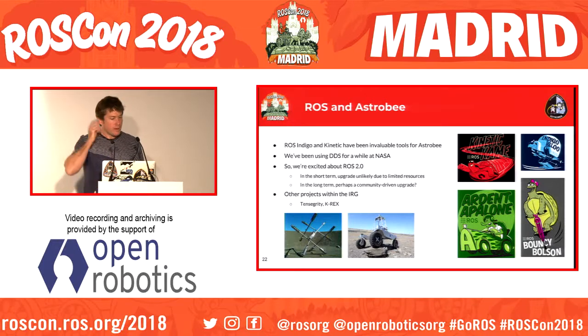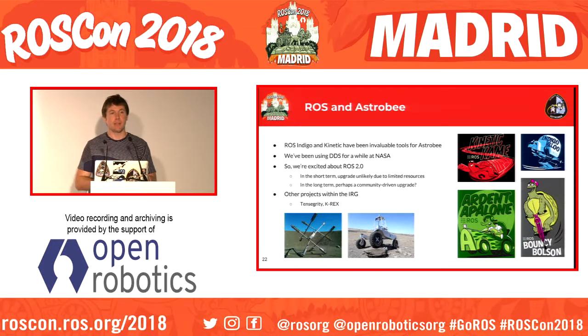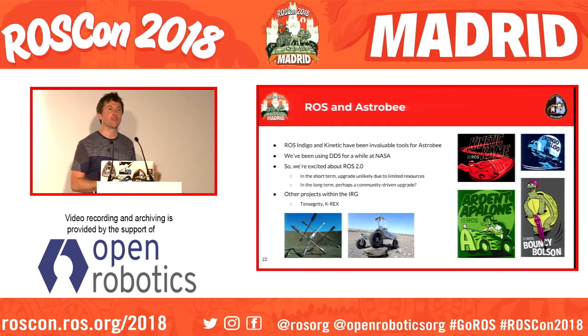So throughout our system, we've used predominantly Kinetic. We transitioned from Indigo a while ago. We'd love, of course, to reap all the benefits of ROS 2, but unfortunately we have limited resources, so that might have to unfold over a couple of years and maybe a sort of retrospective upgrade. We also have other projects at NASA which use ROS, and they're Tensegrity and KREX, and also Geocam Space. If you look up those projects, that's specifically in the Intelligent Robotics group at NASA, and that's the one I work in.